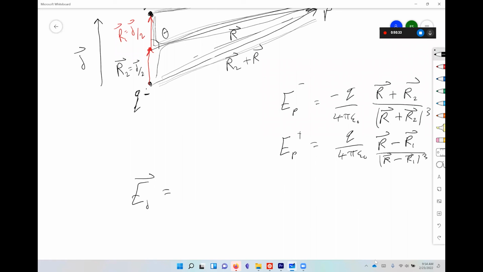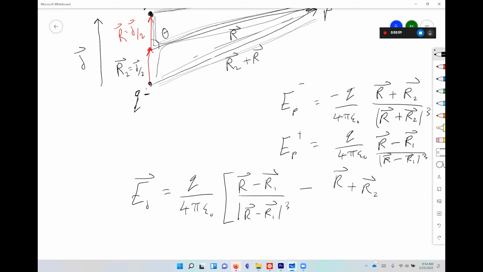So Q over 4 pi epsilon naught is a common term. I end up with Q over 4 pi epsilon naught times R minus R1 over the magnitude of R minus R1 cubed, minus R plus R2 over the magnitude of R plus R2 cubed. And then I'm going to substitute d over 2 instead of R1. R2 is also d over 2. It's the dipole vector, the vector that goes from the negative charge to the positive charge. Everything becomes d over 2.